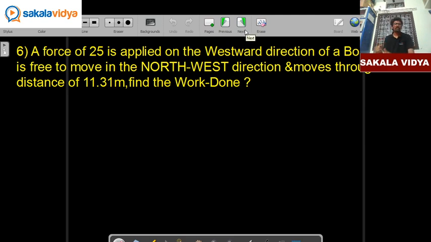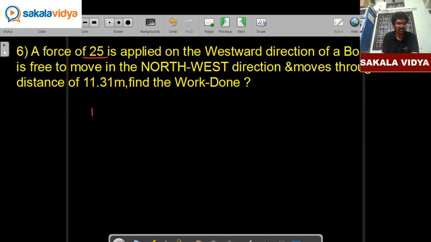A force of 25 kilonewtons is applied in the westward direction on a boat which is free to move in the northwest direction and moves through a distance of 11.31 meters. Find the work done. Okay, so what is given here? A force of 25 kilonewtons is applied in the westward direction.